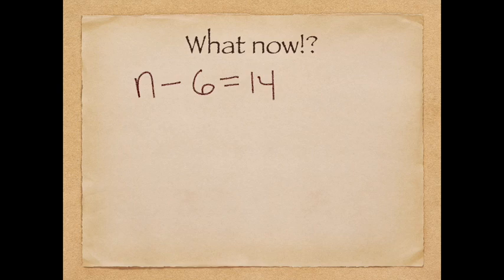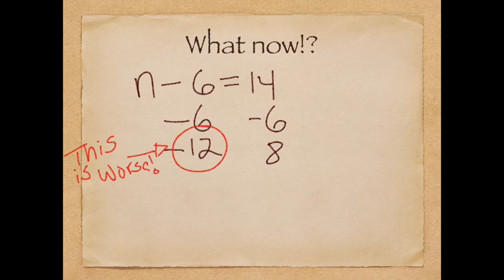All right, let's start doing the same thing that we did before. We have the n minus 6. I want to get rid of the 6, so I'm going to take the 6 away from both sides. And wait a minute. Negative 6 minus 6 is negative 12. Hold on. Is that right? That is right. If I owe somebody $6 and then I borrow $6 more, I don't have $0. I owe more money. That means I'm at a negative 12. That's worse. I'm getting things worse. So something is very wrong here.